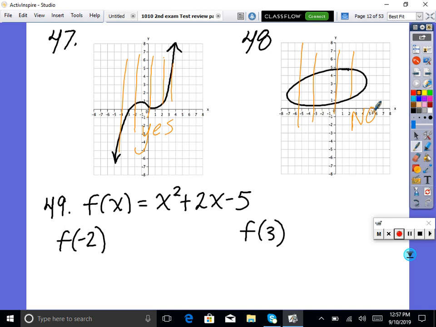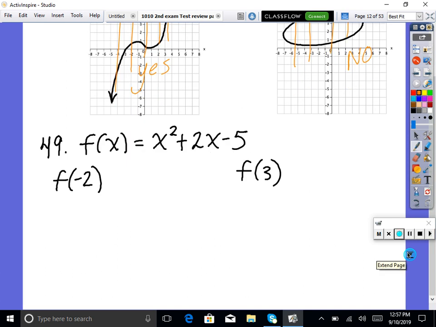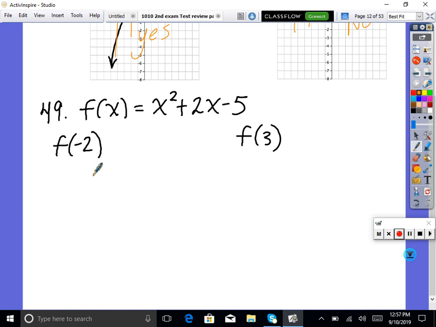All right, 49 says, find f of negative 2. So what we're going to do is just plug in negative 2 using parentheses, negative 2 squared plus 2 times negative 2 minus 5. Now be careful, if you type this into your calculator, you have to use parentheses. So I would just think about it. What's negative 2 times negative 2? 4. So 4 minus 4 minus 5. 4 minus 4 is 0, so negative 5 would be our answer. If it said plug in 3, at the 3 we plug in 3.